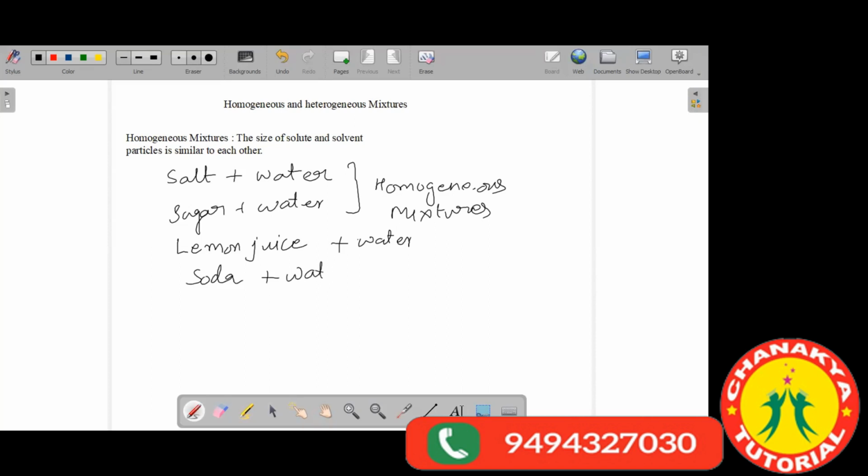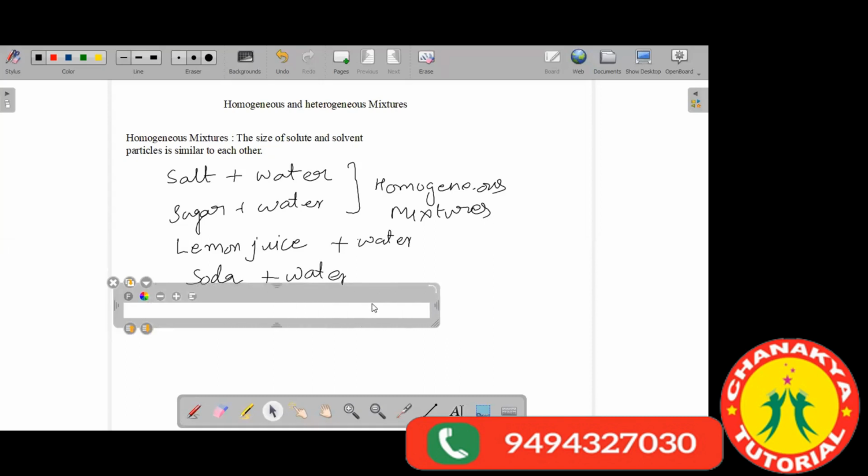Soda and water. So all these are homogeneous mixtures where the size of the particles of solute and solvent are similar to each other, and you cannot differentiate between them clearly. So we say that yes, it is a homogeneous mixture. Then we have heterogeneous mixtures. Heterogeneous mixtures are those where the size of the solute particles is greater than the size of the solvent particles.